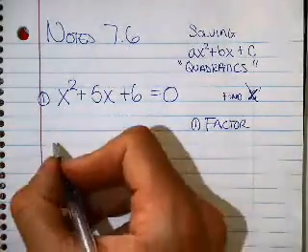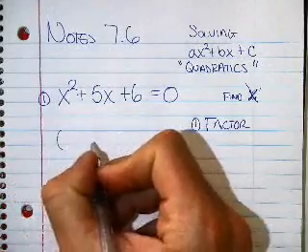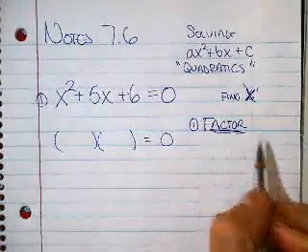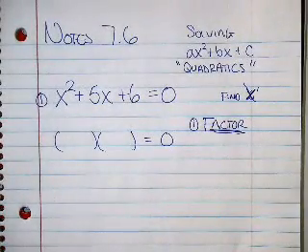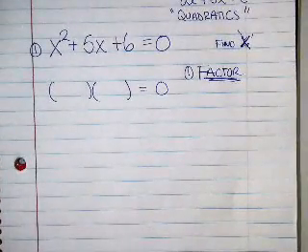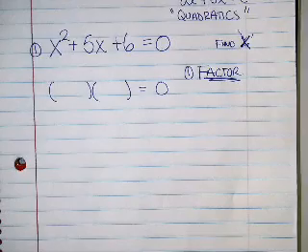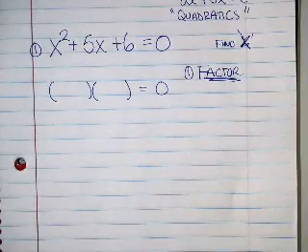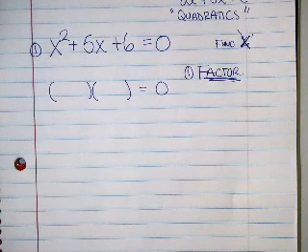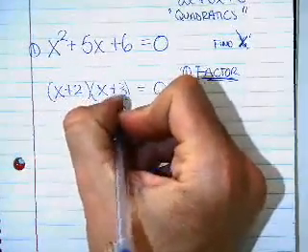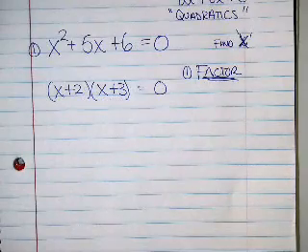So this one here, can somebody tell me what does this factor to become? X squared plus 5x plus 6. If I factor that, what does it turn into? Gavin? Never mind. Okay. Alejandro. X plus 2 times x plus 3.